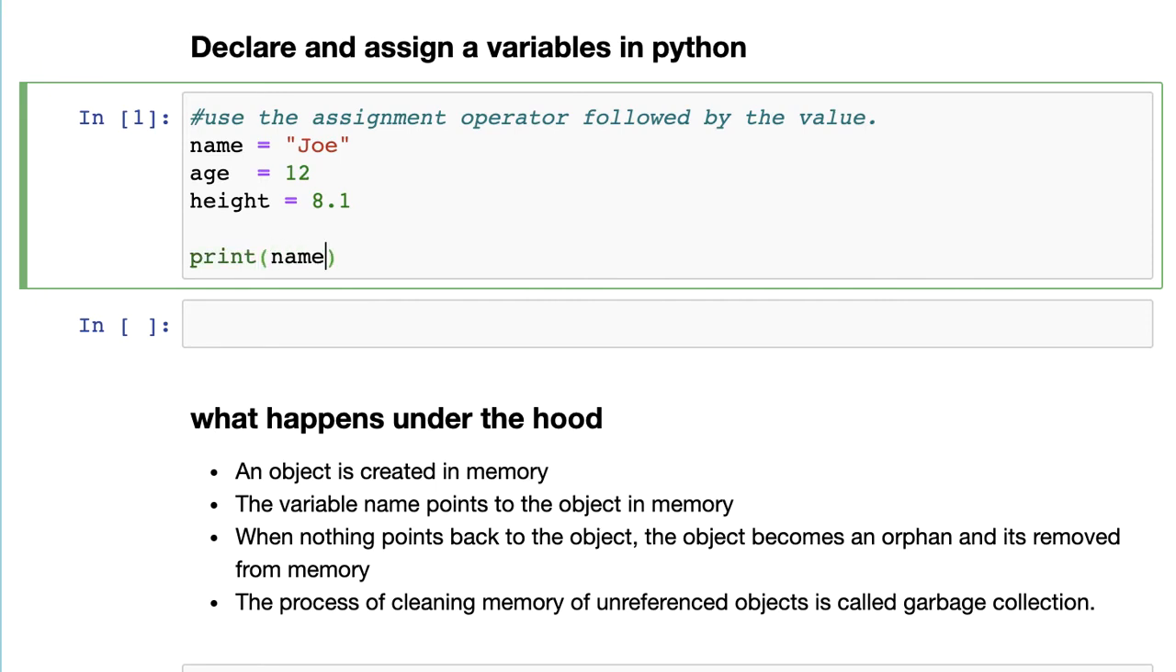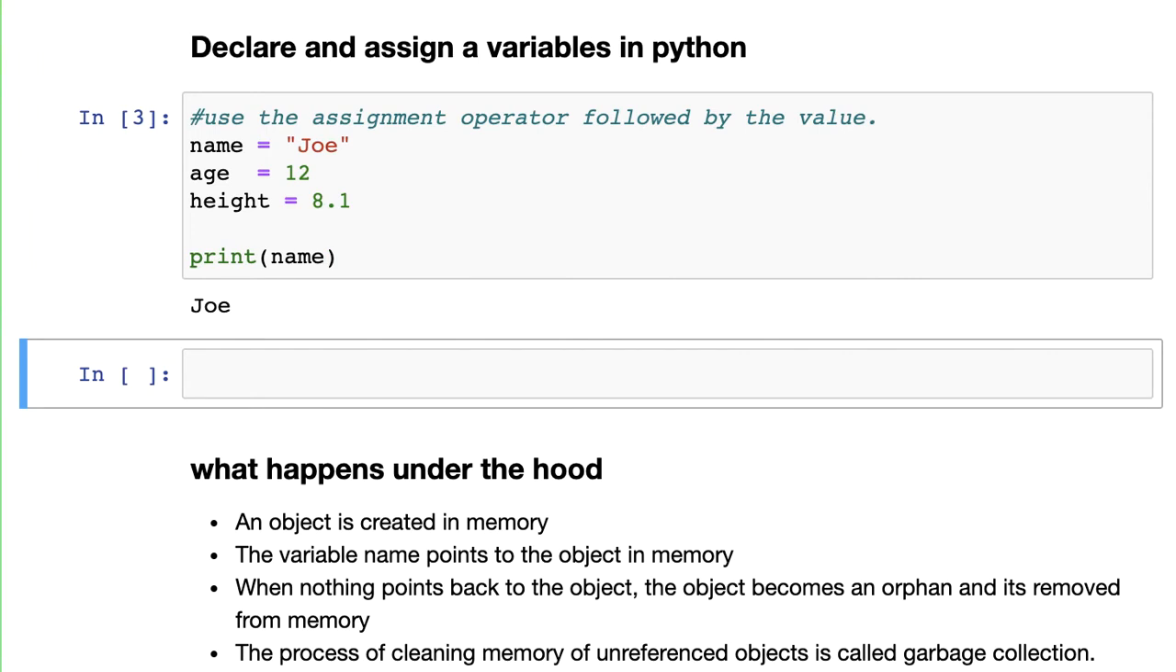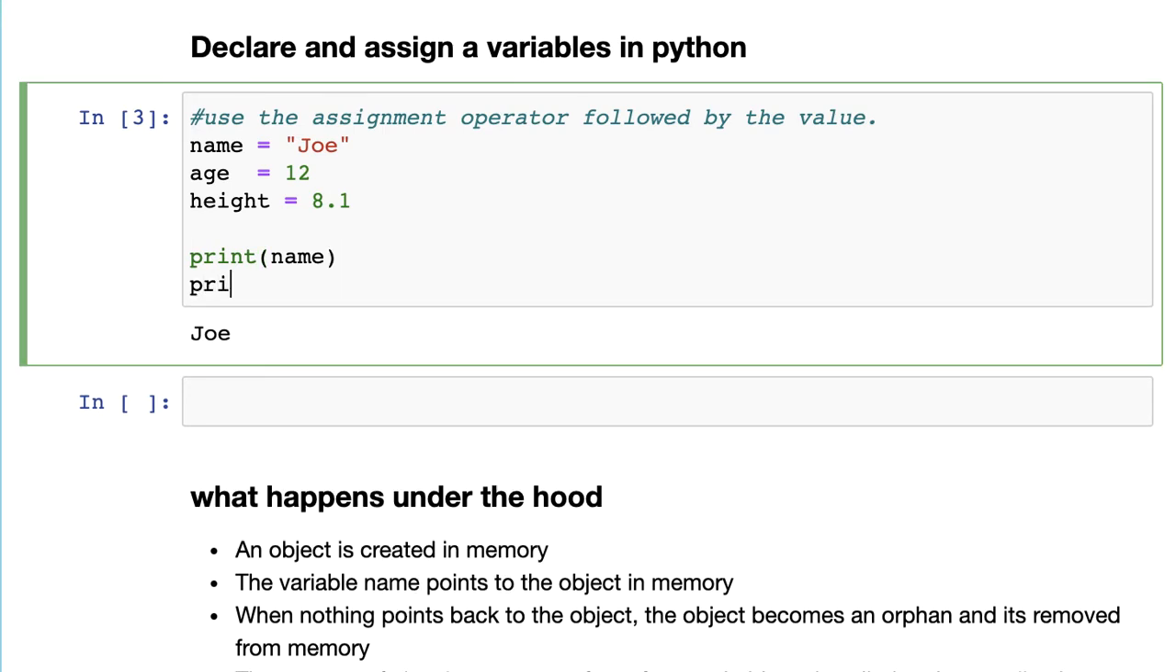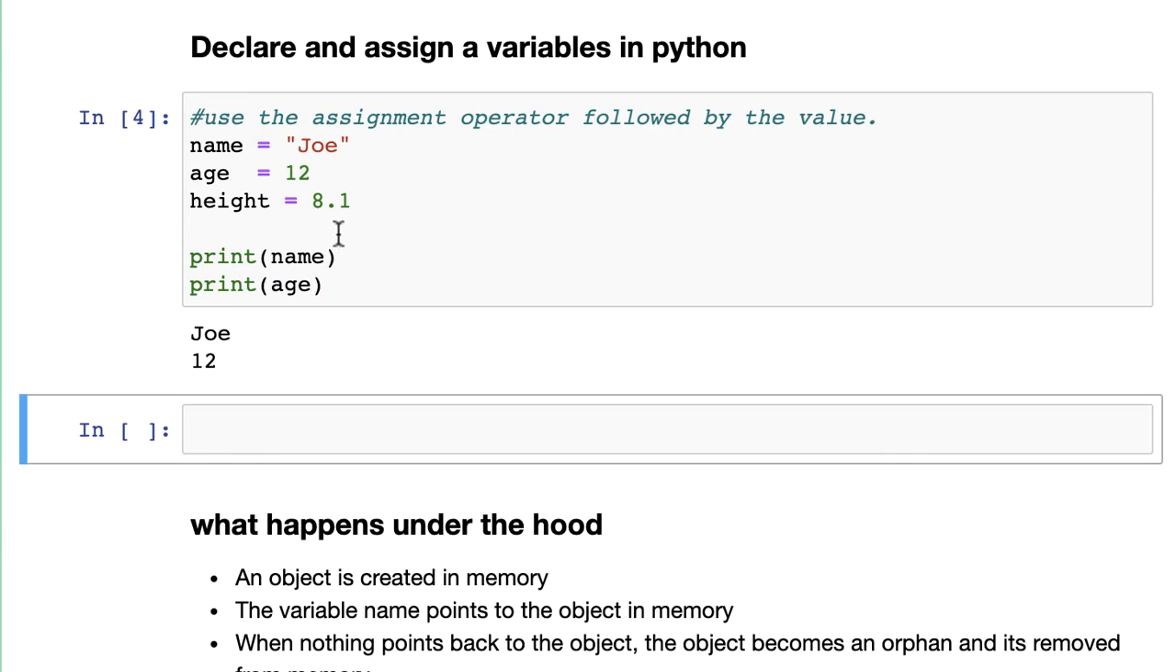If I print name, it provides me the value of name. If you're just someone who is starting out with Python, print is a function that is used to display output on your console, or in other words, just printing something out on the screen. So I also say print age, and it provides 12. And the same thing, if I print height, it will provide 8.1.